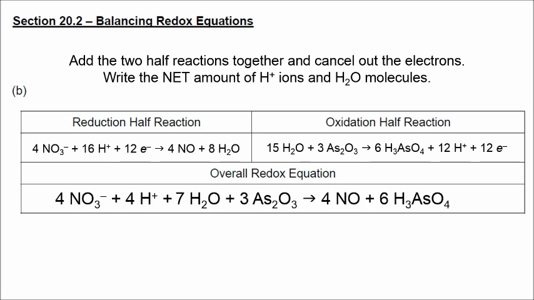So here is the overall balanced equation, which includes 4 nitrate ions, 4 H plus ions, 7 waters, 3 molecules of diarsenic trioxide, 4 molecules of nitrogen monoxide, and then 6 molecules of the arsenic acid. Everything is balanced in terms of charge and in terms of atoms. We have a total charge of 0 on both sides of the equation.